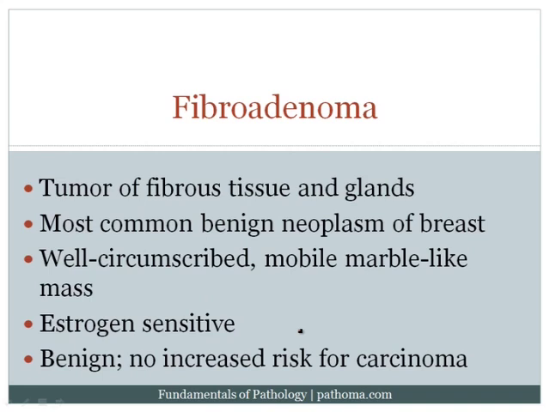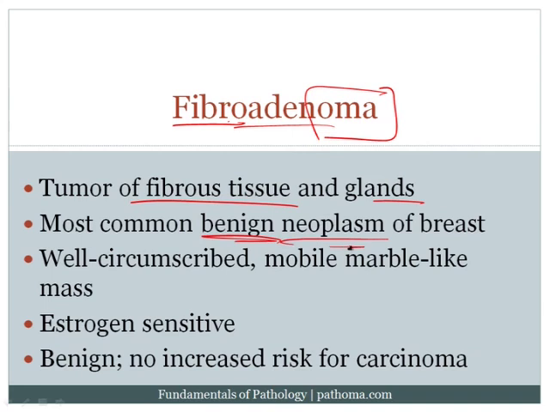The next disorder is called fibroadenoma. Fibro means fibrous tissue, and adeno means glands, and oma means you've got a true tumor. So this is a tumor of fibrous tissue and glands. It is the most common benign tumor of the breast. Most common benign tumor of the breast. It's classically seen in a premenopausal woman. In fact, you could say it's the most common tumor in premenopausal females. I'm going to repeat that. Most common tumor in premenopausal females.